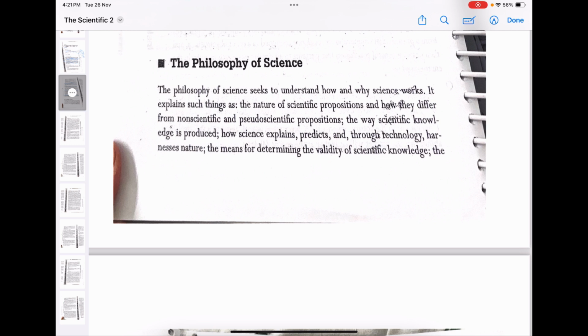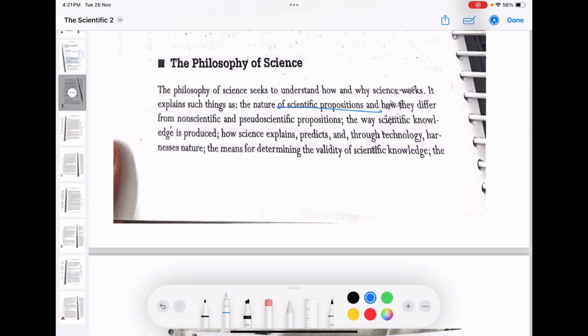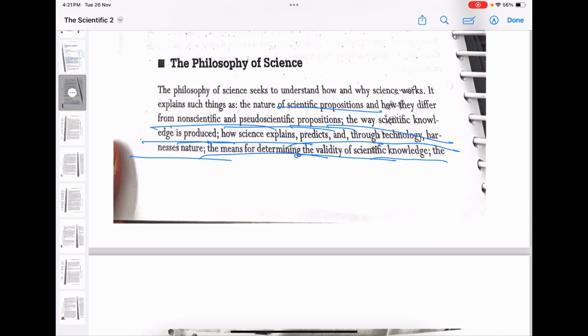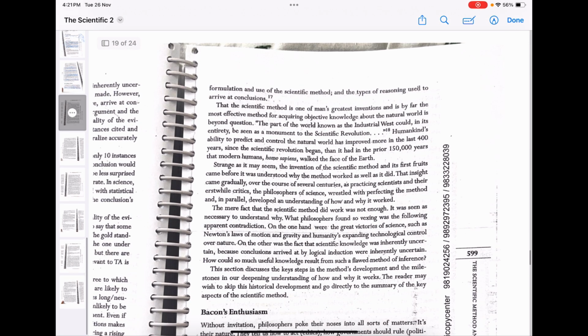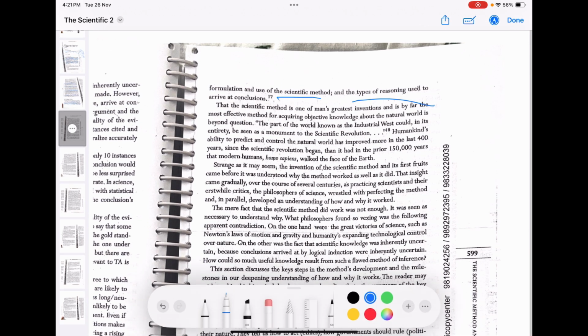Now, let's talk about the philosophy of science. The philosophy of science seeks to understand how and why science works, right? It explains such things as the nature of science, scientific propositions, and how they differ from non-scientific and pseudo-scientific propositions; the way scientific knowledge is produced, how science explains, predicts, and through technology harnesses nature; the means for determining the validity of scientific knowledge; the formulation and use of the scientific method and the types of reasoning used to arrive at conclusions. That's everything which we just discussed, basically the characteristics of science, right?